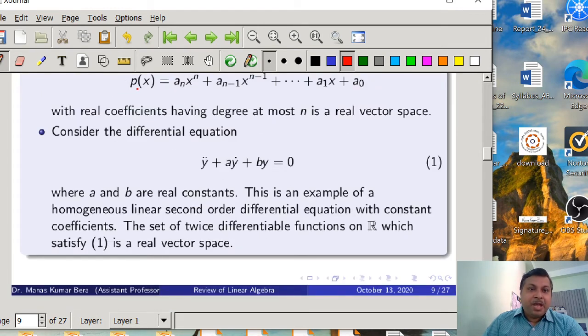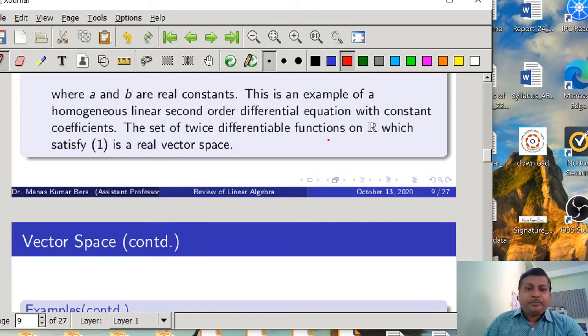Consider the differential equation y double dot plus a y dot plus b y equals 0, where a and b are real coefficients. This is an example of a homogeneous linear second order differential equation with constant coefficients. The set of twice differentiable functions on R which satisfy it is a real vector space.